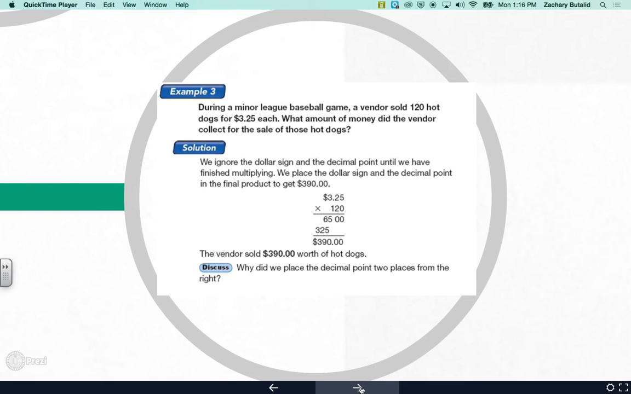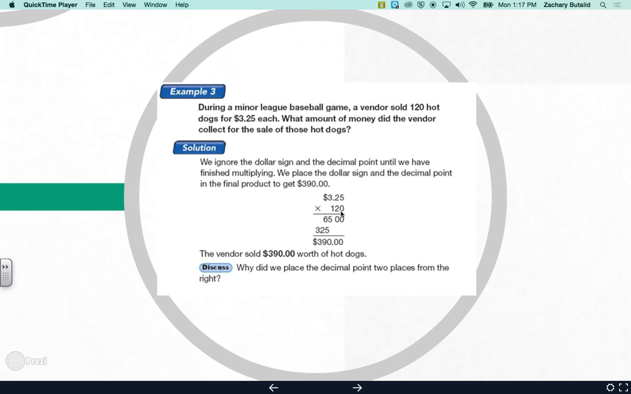All right. Example number 3. During a minor league baseball game, a vendor sold 120 hot dogs for $3.25 each. What amount of money did the vendor collect for the sale of these hot dogs? So what we're going to do is ignore the dollar sign and the decimal point until we finish multiplying. So when we're doing this, ignore the decimal point, ignore the dollar sign until we're done.